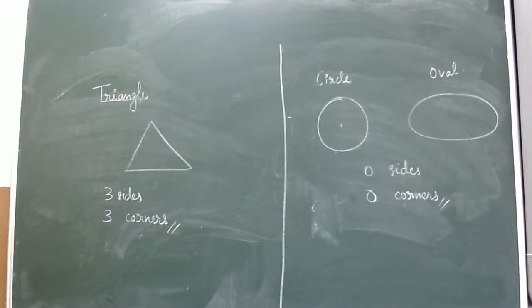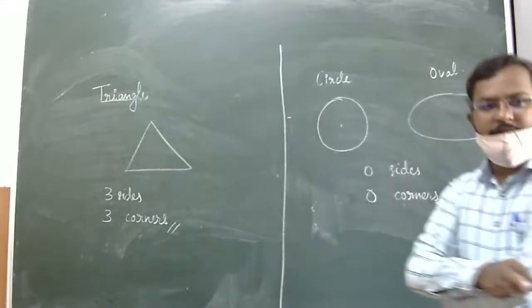Okay. So these are all the flash shapes that we have studied. Total how many flash shapes are there? Total कितना हमने shapes सीखे? 5. So what are those 5 flash shapes? What was the first flash shape? Square. Next, rectangle. Next, triangle. Next, circle. Last one is oval.